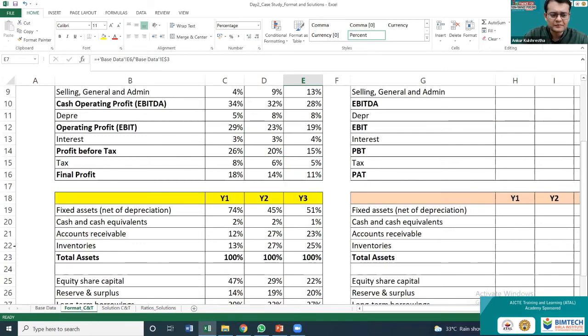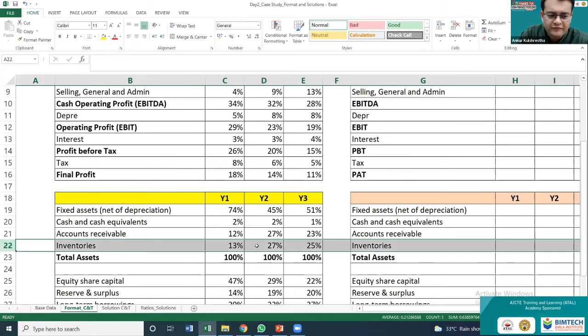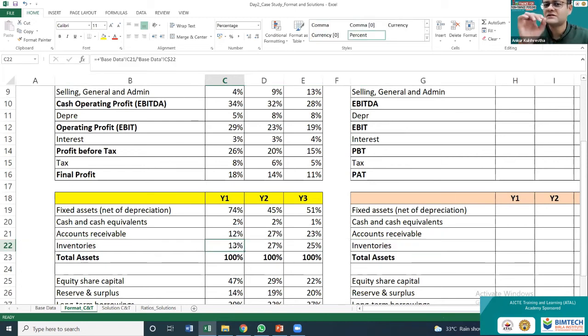I want you to observe this and tell me, what do you make of this line? Look at inventory. In year one, inventory was 13% of your total assets. Now inventory is 25% of your total assets. What does it reflect? What does it give you a hint about?